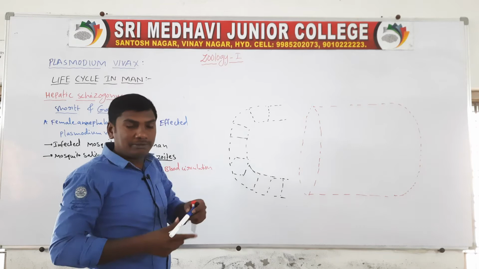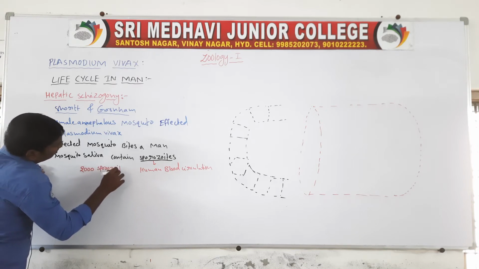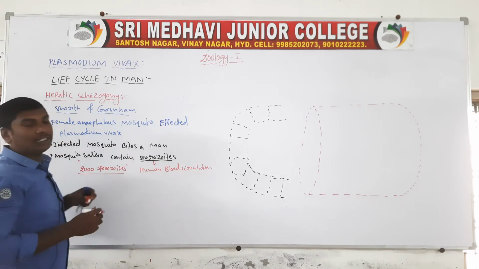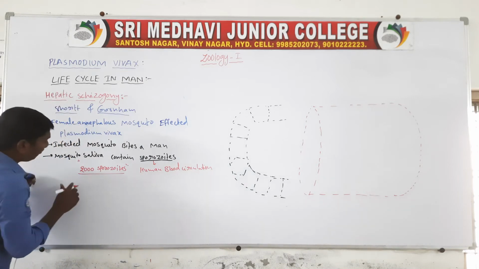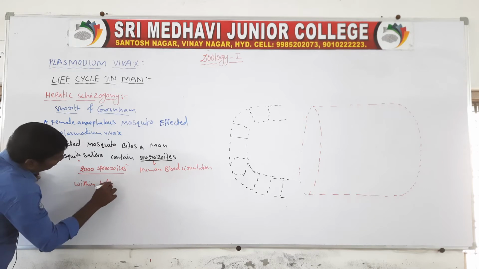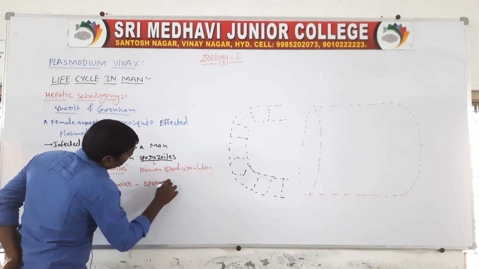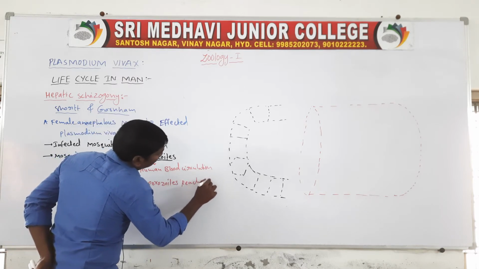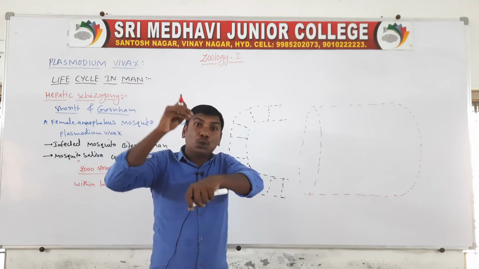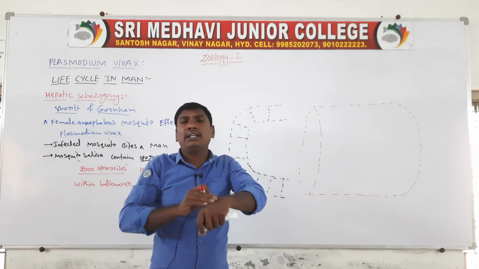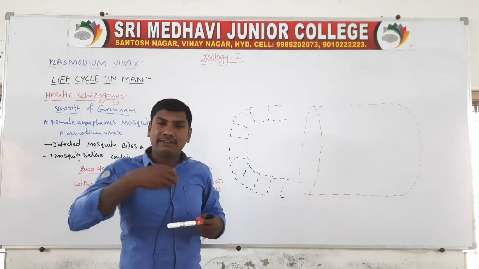When one mosquito bites a human being, about 2000 sporozoites enter the human blood circulation. Within half an hour, these sporozoites reach and enter the liver cells.